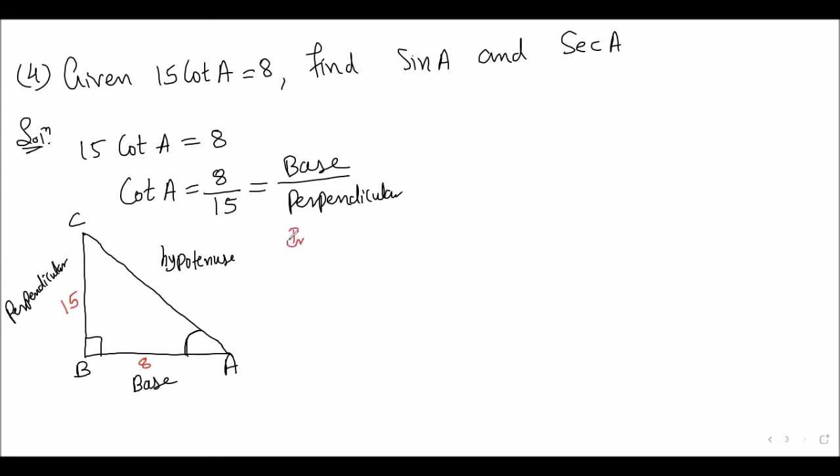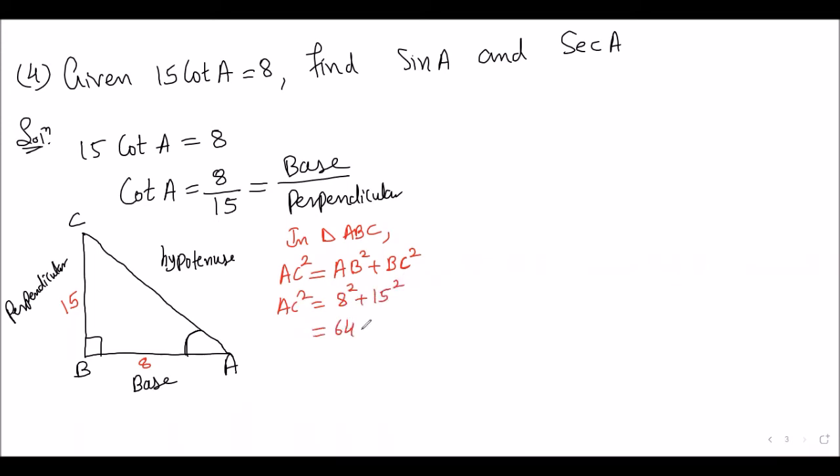Now easily you can find the hypotenuse here. Hypotenuse is very easy. AC square is equal to AB square plus BC square. Whenever you want to find the hypotenuse, you have to go for the addition of perpendicular square and base square. So AC square is equal to 8 square plus 15 square.